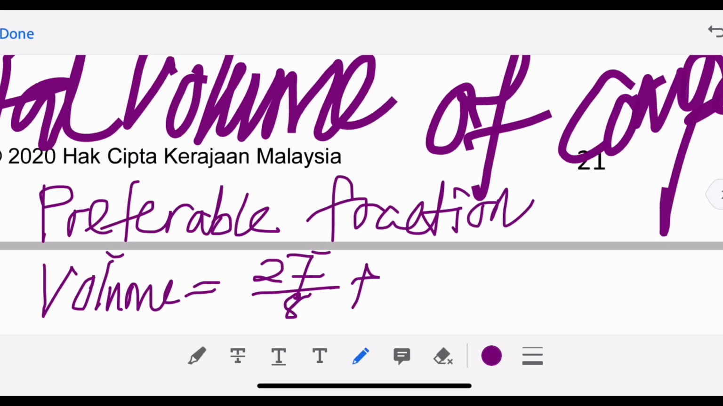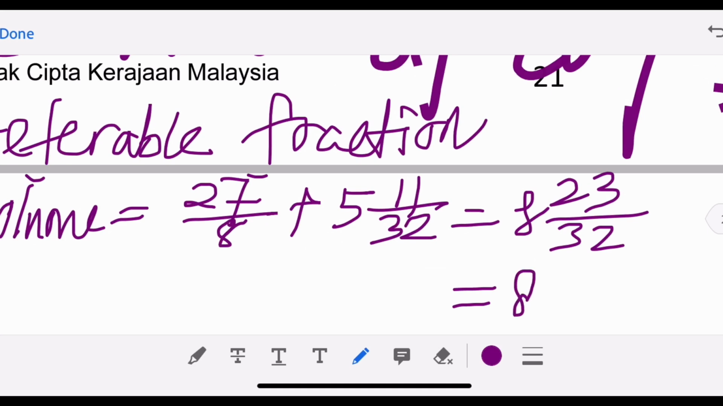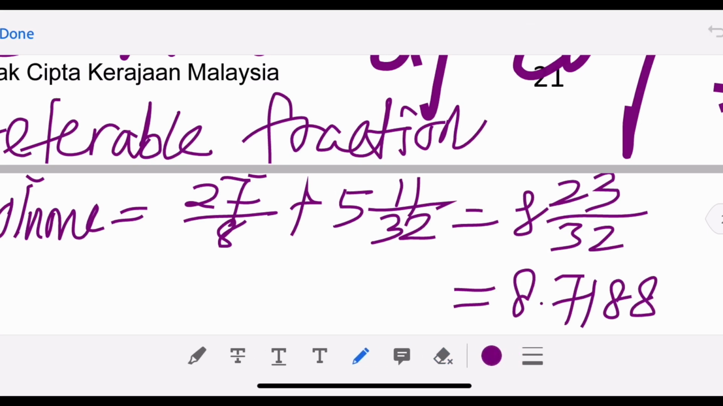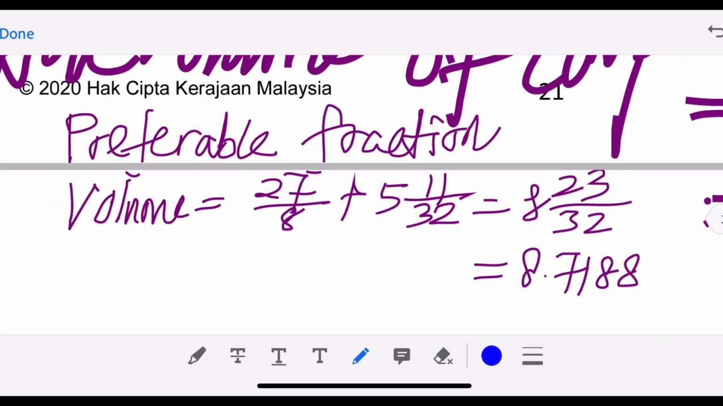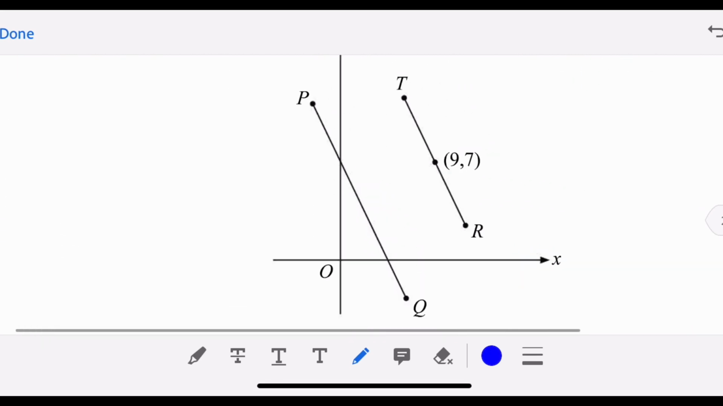So 27 over 8 plus the volume just now. You total up the volume: you take 27 over 8 plus 5 11 over 32. Your answer is 823 over 32, or you can give the answer in decimal, 8.7188. Alright, so this is the answer for one of the questions in section A, a combined solid, so it looks quite easy.